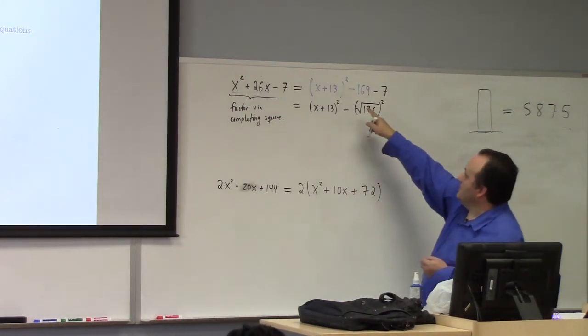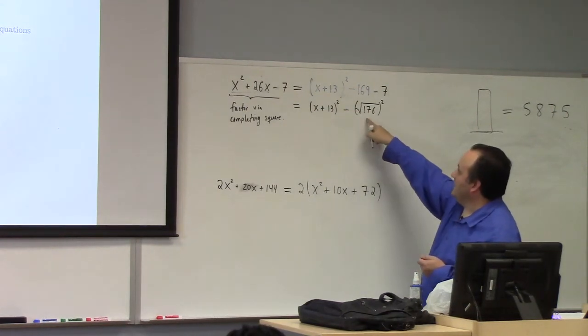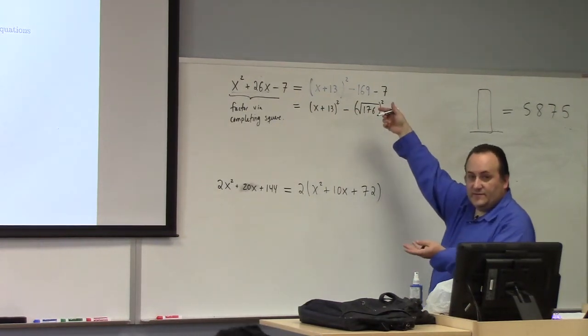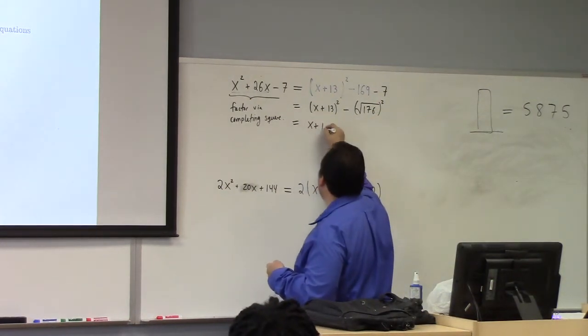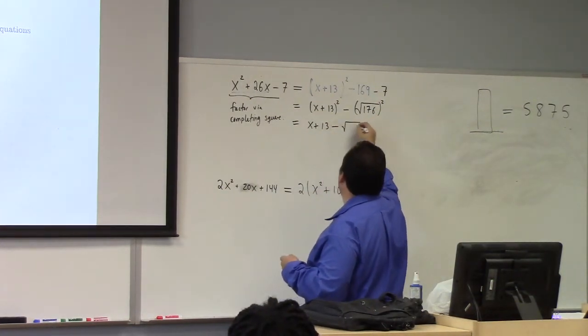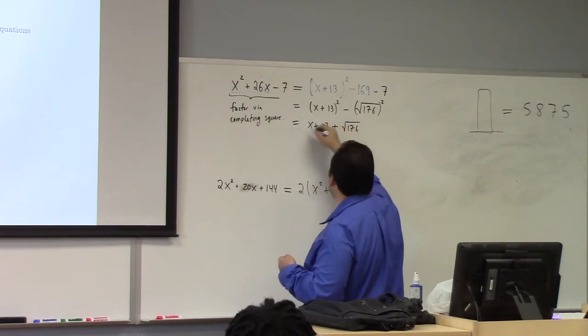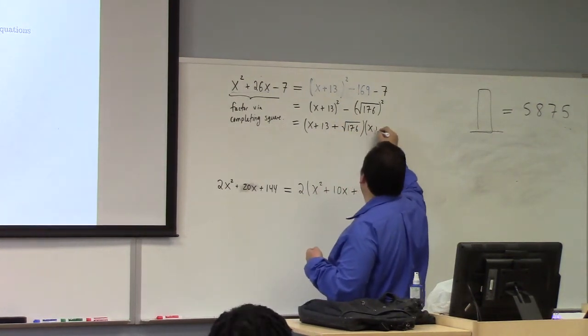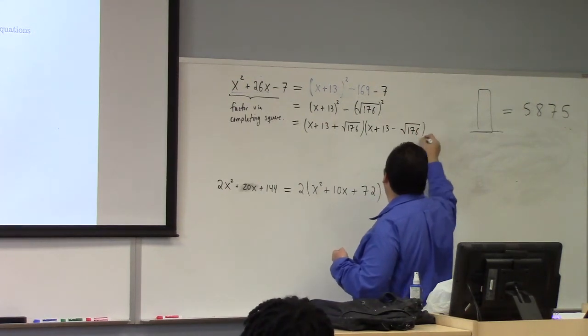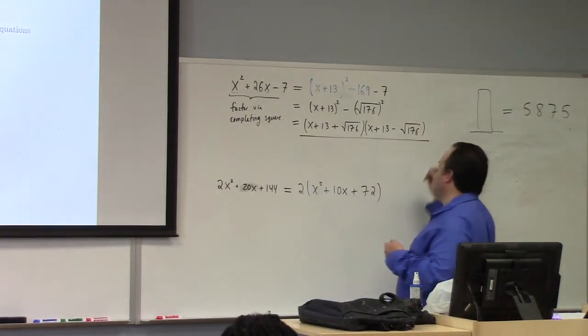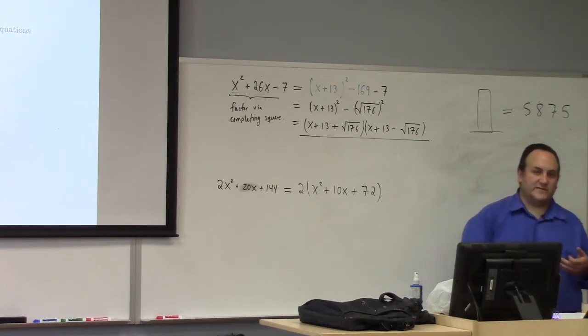So this one, yeah, half of 26 is 13. Now this is yet again the difference of squares. So I use the difference of squares formula. I got x plus 13 minus the square root of 176, or plus it if you like, times x plus 13 minus the square root of 176. There you go. Factored. All right, so apparently that one does factor. It's just ugly.